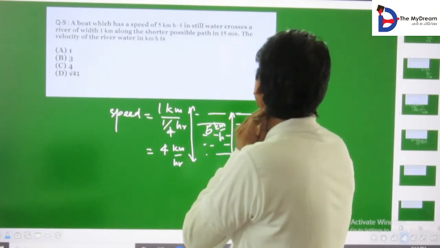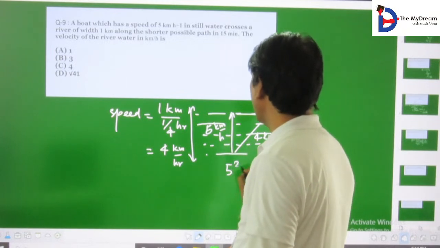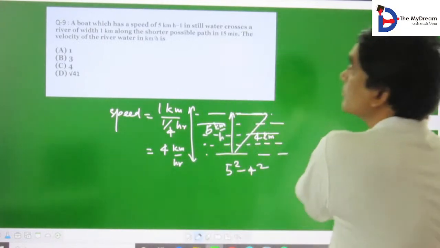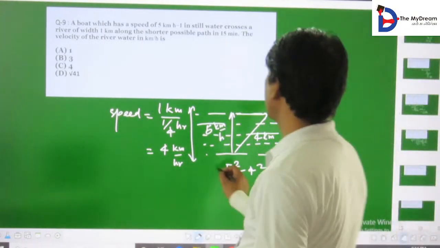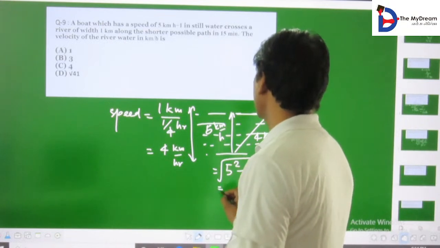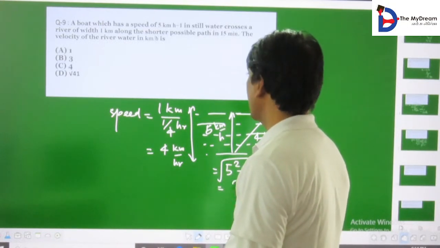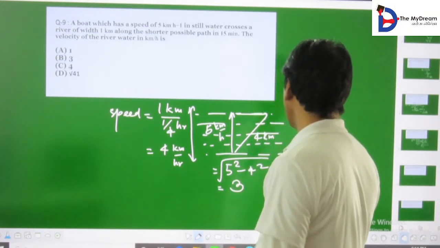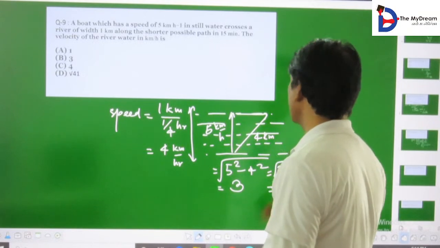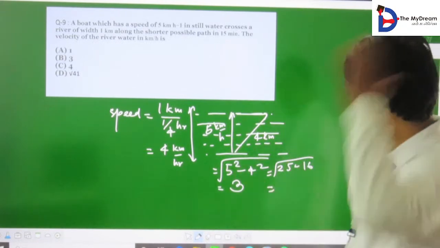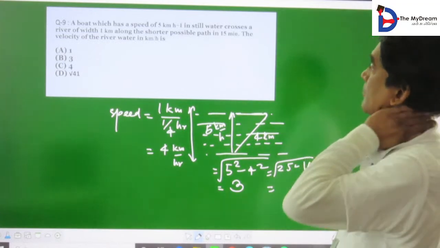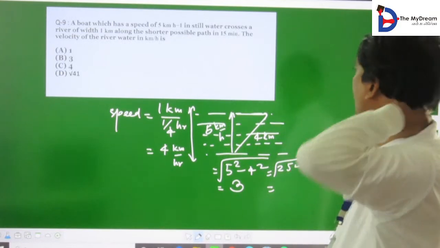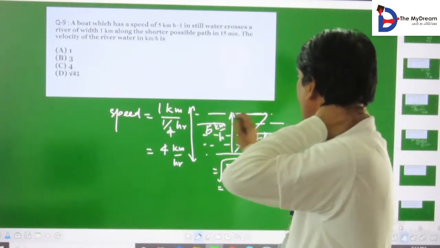ये यहाँ पे आ जाएगा, स्क्वायर ऑफ 5 माइनस स्क्वायर ऑफ 4, which gives 25 minus this is of 3. आप ऐसे भी लिख सकते हो, 25 minus 16 which is equals to, ठीक है, हाँ ठीक है. The river water in this, yes.